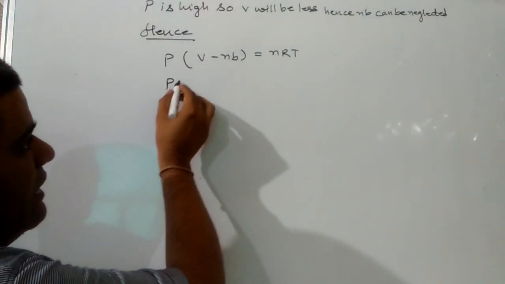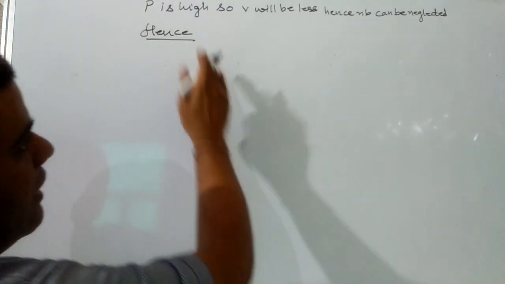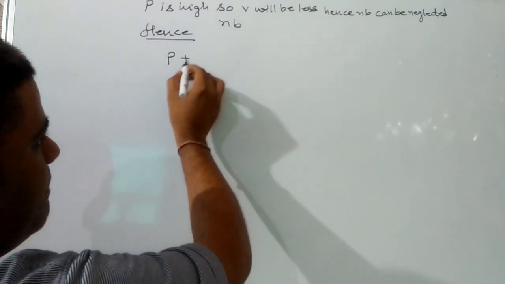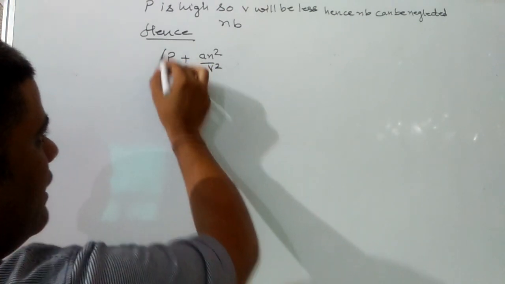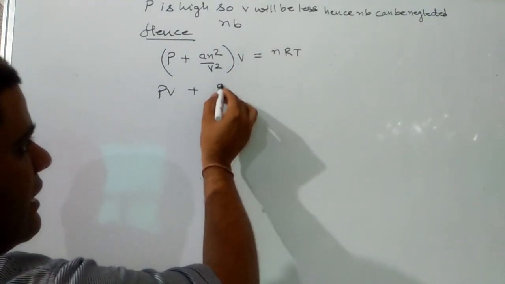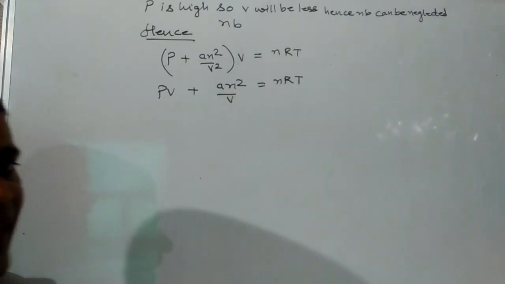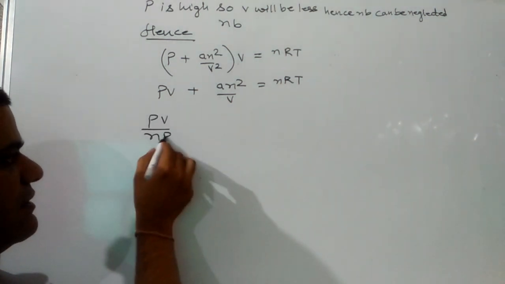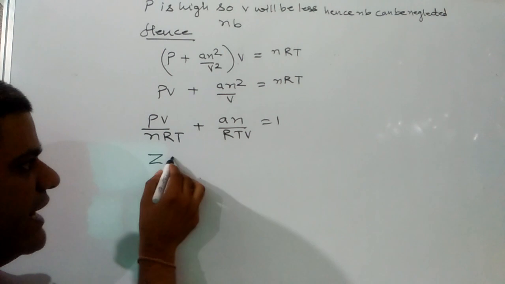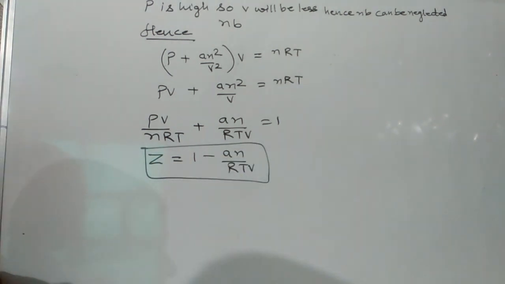So from this, in this case nb is neglected, hence the equation will be (P plus an square over V square) into V is equal to nRT, and from this we will get PV plus an square over V is equal to nRT, and dividing both sides by nRT we will get PV upon nRT plus an upon RTV is equal to 1, and from this Z is equal to 1 minus an over RTV. This question has also been asked in your objective exams.